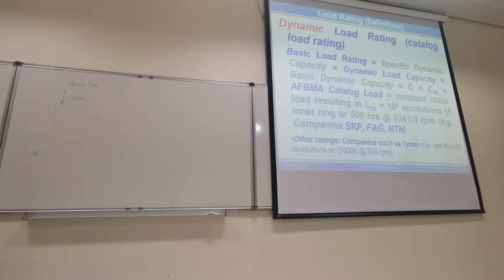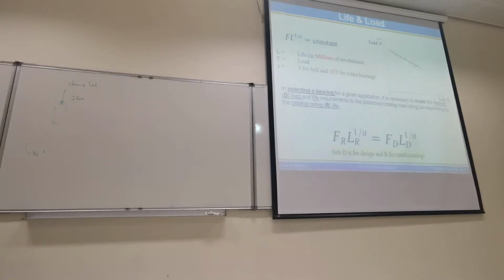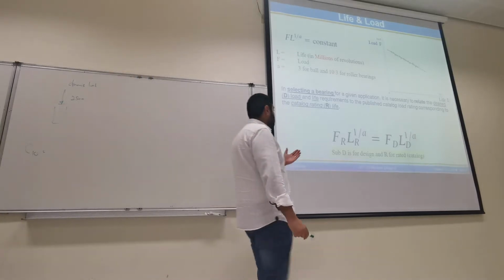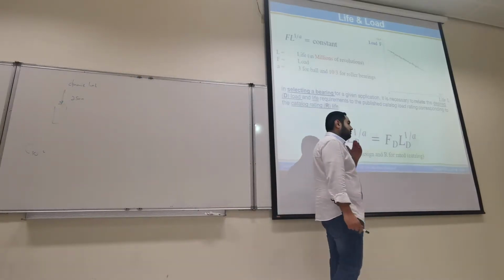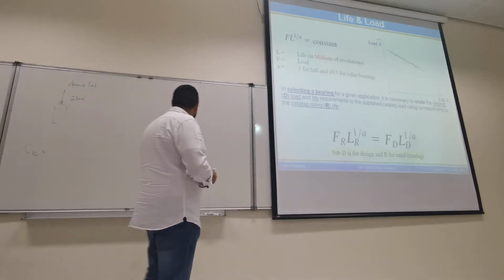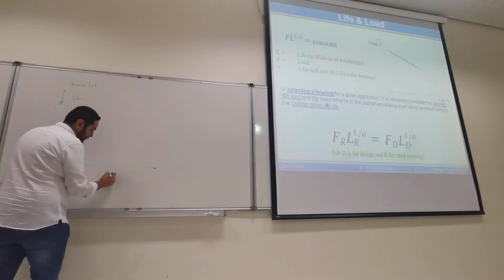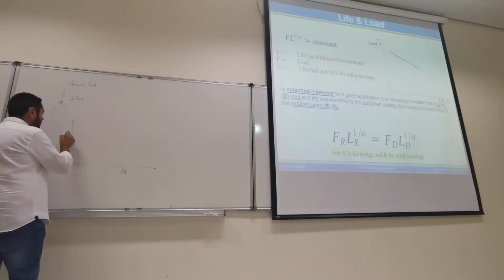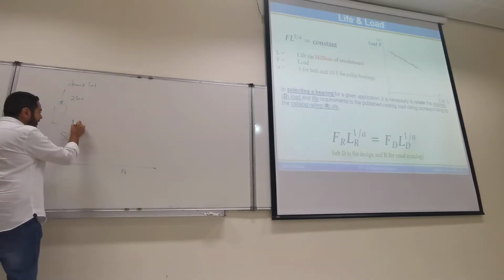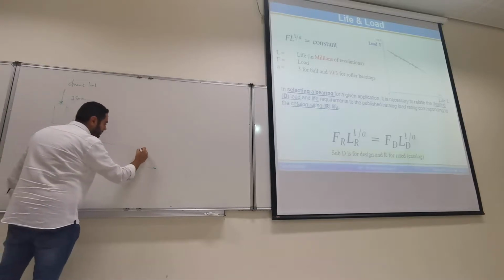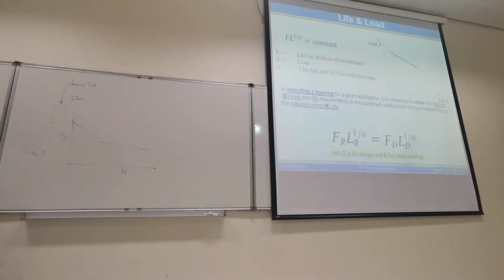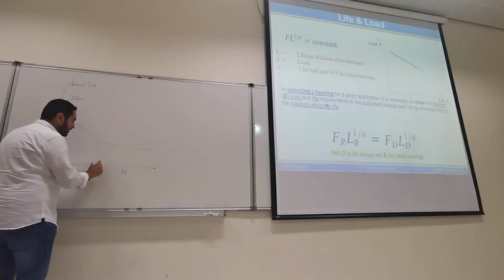Right. In order to calculate the rated life or estimate the rated life, we need to know the relationship between the load and the life. So if you remember from material science, this is your life, number of cycles, this is stress, and when you draw on a log scale, it looks like a linear relationship.